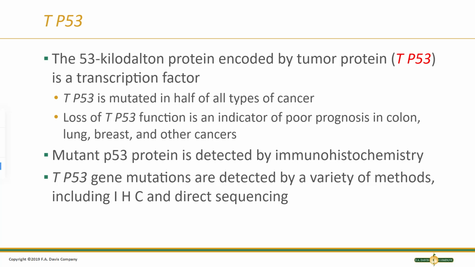P53, the 53 kilodalton protein encoded by tumor protein TP53, is a transcription factor. TP53 is mutated in half of all types of cancer. Loss of TP53 function is an indicator of poor prognosis in colon, lung, breast, and other cancers. Mutant P53 protein is detected by immunohistochemistry. The TP53 gene mutations are detected by a variety of methods, including immunohistochemistry and direct sequencing.